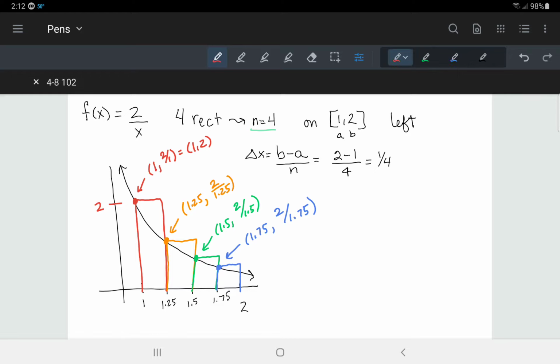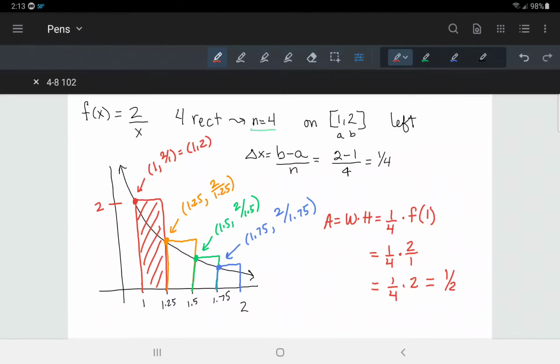Okay, so that's all we need to know. Let's begin finding the area of these rectangles. So the first one, the red rectangle here, we know area is equal to the width times the height. The width is delta x, which is 1/4, times the function evaluated at the left-hand endpoint, which is 1. So 1/4 times 2 divided by 1 is the same as 1/4 times 2, which is 2 over 4, which is 1/2. So that's the estimate for the red.